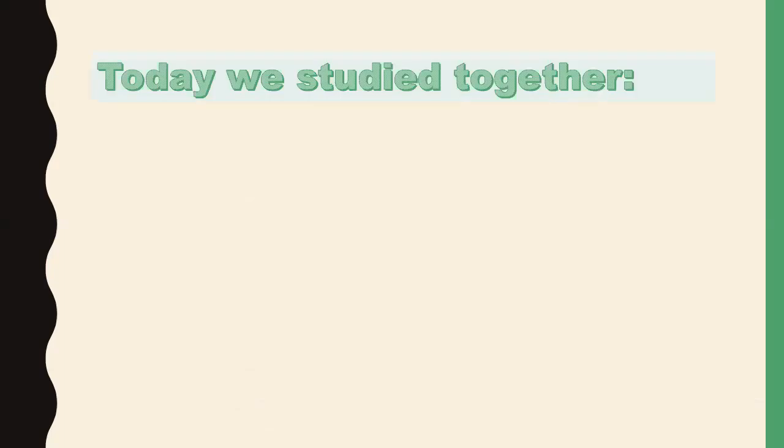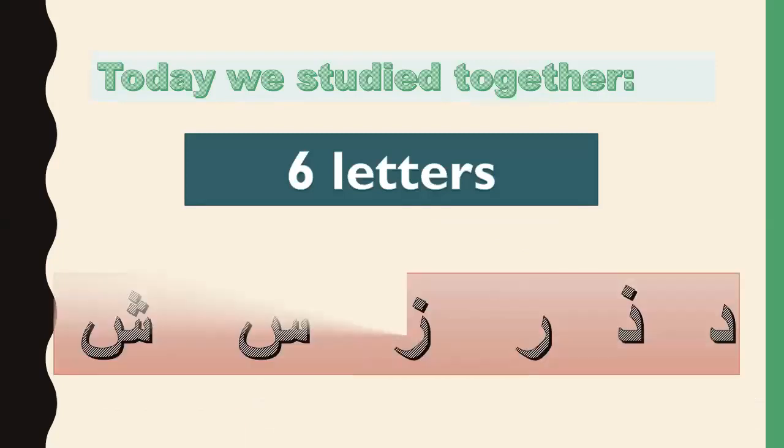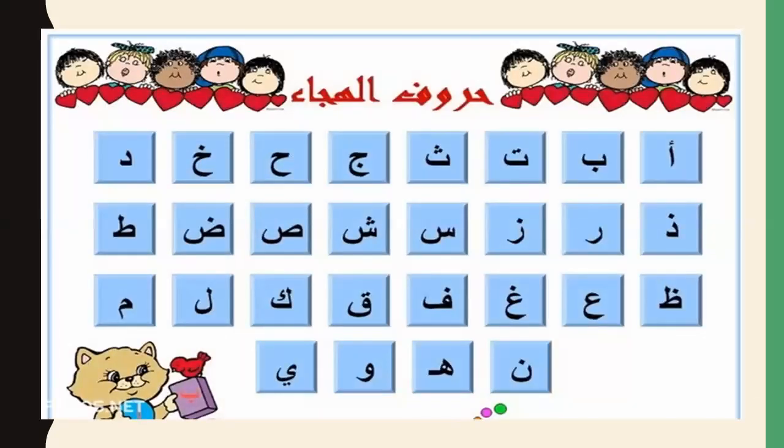Today we studied together six letters: Dal, Zal, Ra, Zai, Sin, Sheen. Don't forget, in Arabic there are 28 letters. We studied in this video and in the last video from Alif till Sheen.